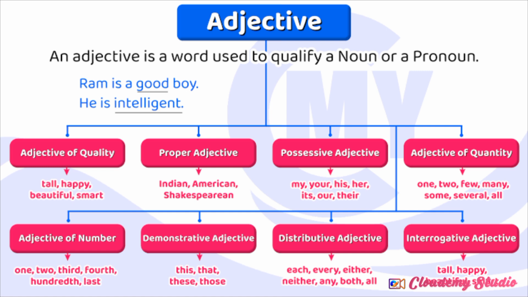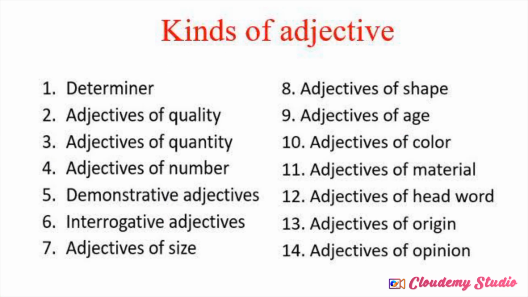Apart from that, adjectives also cover quality, quantity, number, or distributive adjectives. An adjective shows the quality of the noun or pronoun. For example, it is a costly dress. The dress is there, but how is it? It is costly. Shimla is a cool place. Shimla is a place, but how is the place? The place is cool. So the word cool is an adjective. Here we have the different kinds of adjectives.